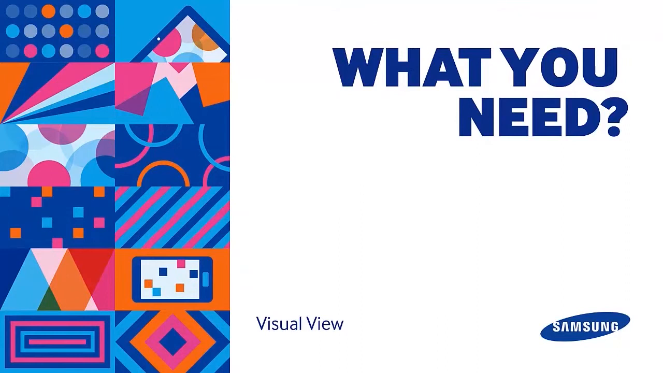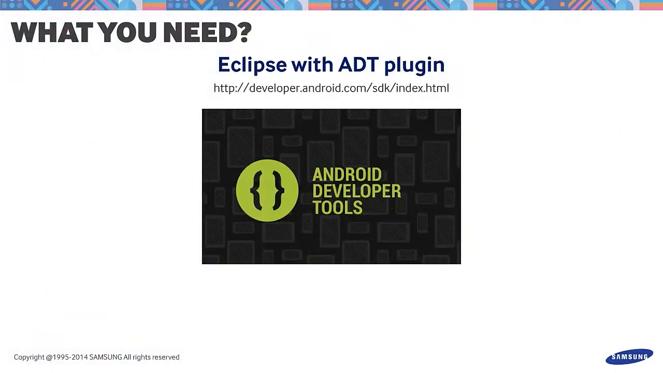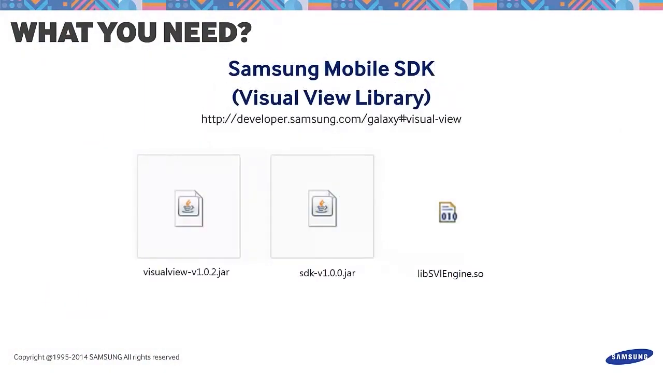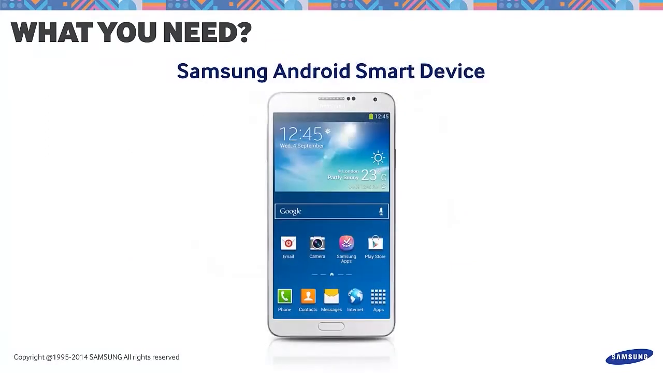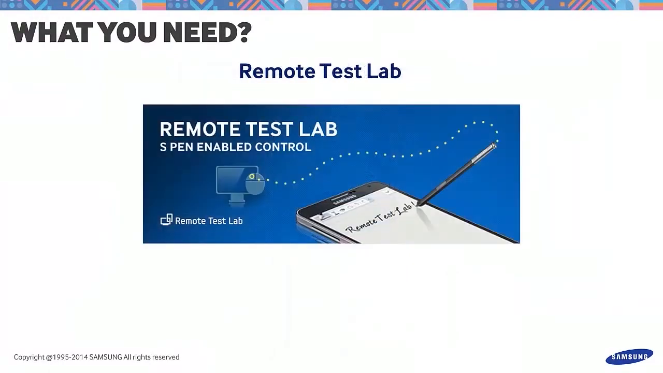Before we start creating a sample application for Visual View SDK, please prepare the following: Eclipse IDE with ADT plugin, components of Visual View SDK. You can download these from developer.samsung.com, a Samsung device that supports Visual View, and if you don't have a device, you can go to the remote test lab to test your application out.